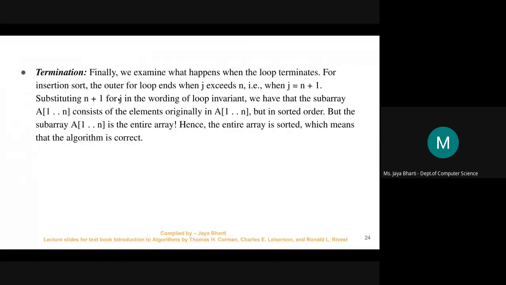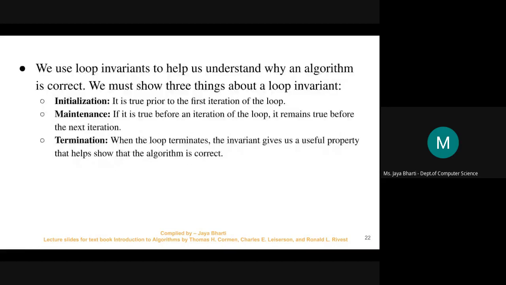So when j is equal to n plus 1, substituting n plus 1 for j in the wording of the loop invariant, now we will have the whole array, as we don't have the sub array. If you have the sub array, not the whole array, then you can say that the algorithm is incorrect. But now you have the entire array because the loop is over. And after the j plus 1, if you got the entire array, then the algorithm is correct.